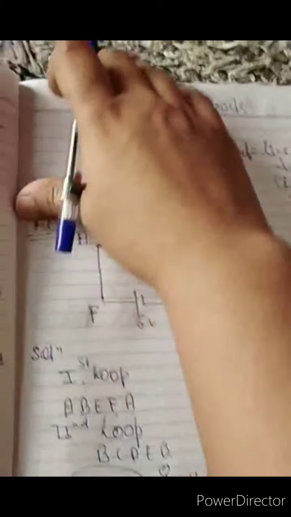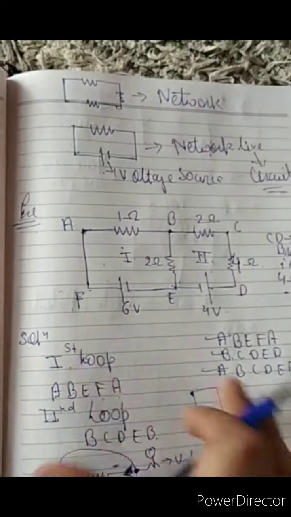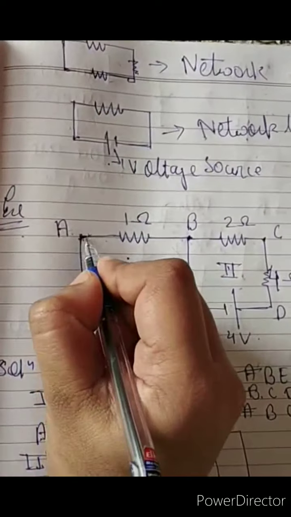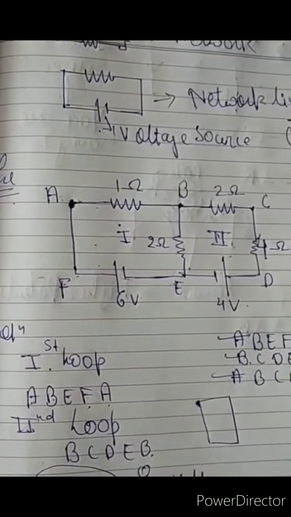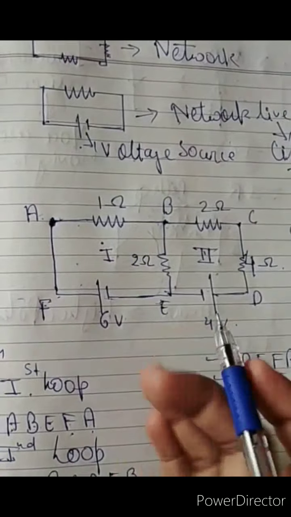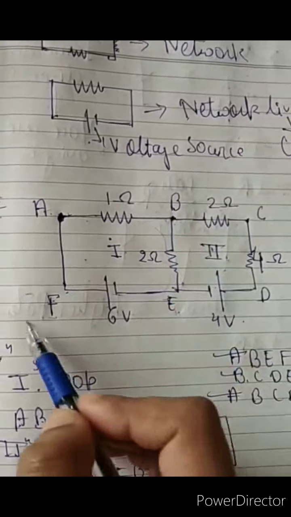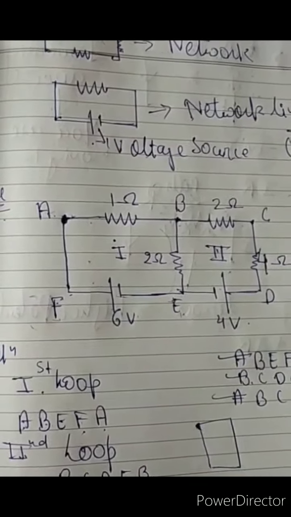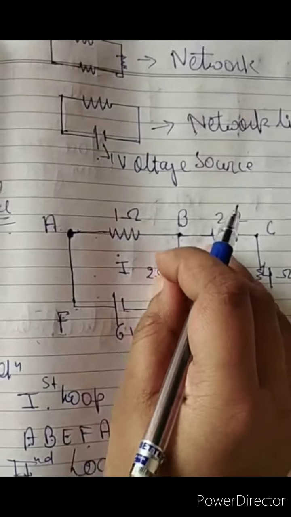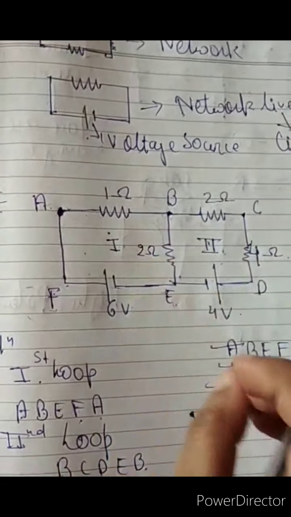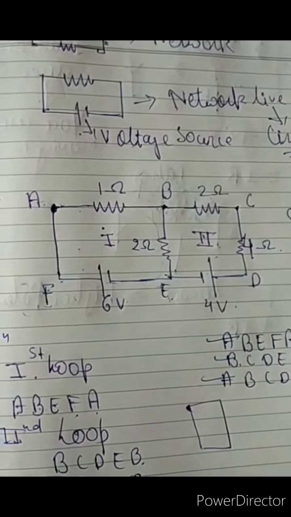Again, I will just copy it over here. Now I will choose my direction, any direction you want. If you want to go from E, F, A, B, E, or from B, E, F, A, any, but always remember, where you have started, you have to end at that point only. This is the basic rule.